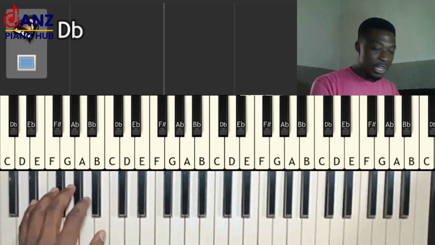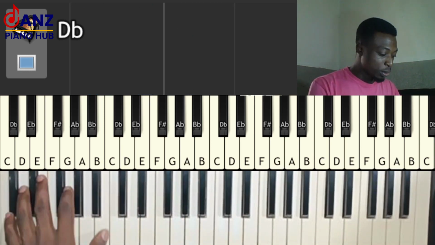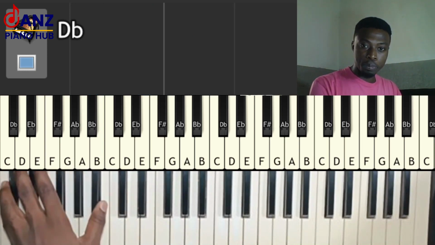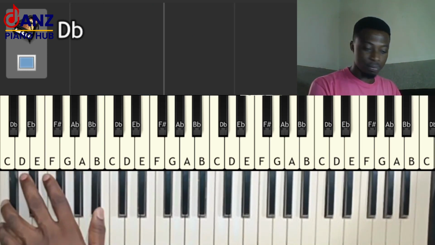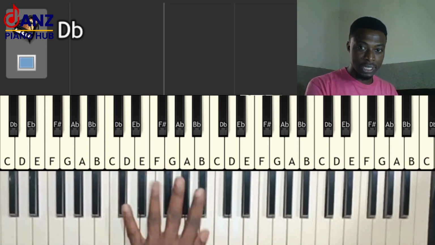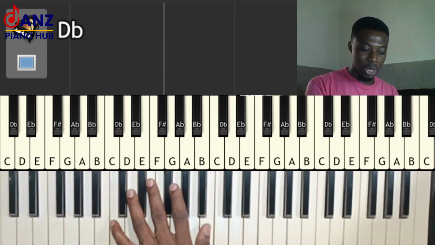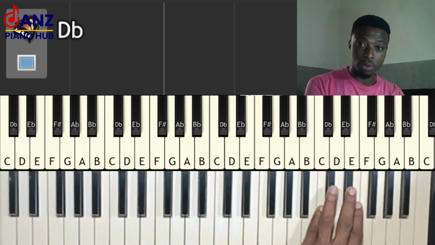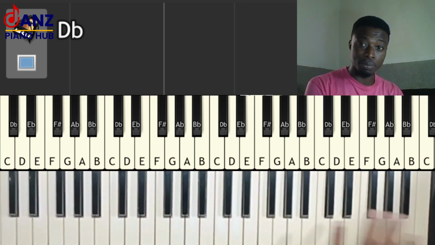Now, when it comes to the keyboard, if you take 2 and 3, you group it together. You assume this is 1. You group 2 and 3 together. You take this as another block, another one block. 2 and 3 together as another one block. 2 and 3 together as another one block.